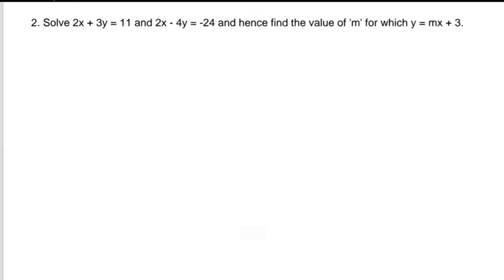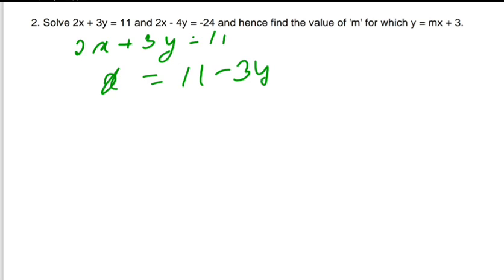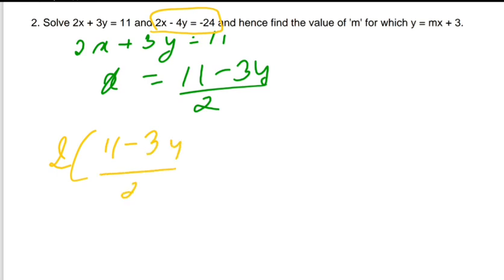Okay. So 2x plus 3y is equal to 11. So we are taking the x value from the first equation. x is equal to (11 minus 3y) by 2. So now putting the x value in the second equation. This is the second equation. So 2 into (11 minus 3y) by 2 minus 4y is equal to minus 24.